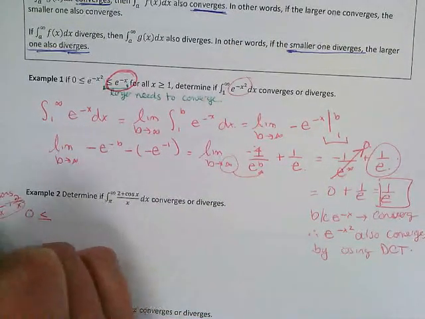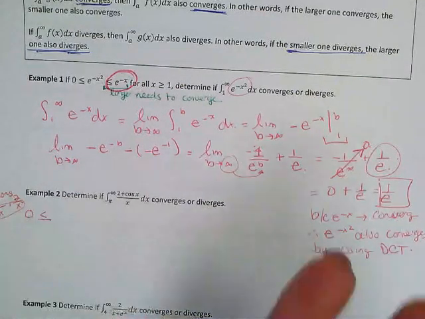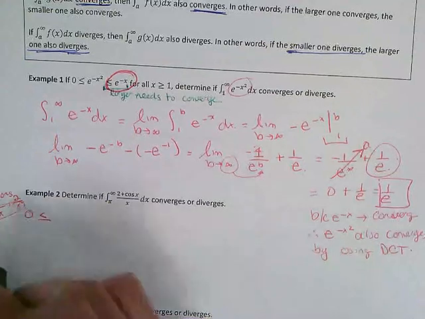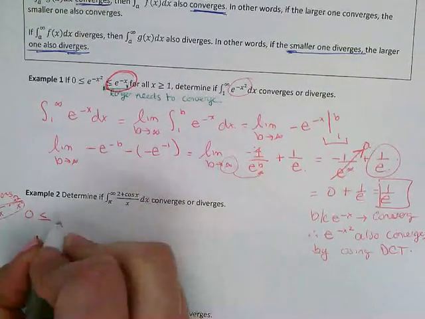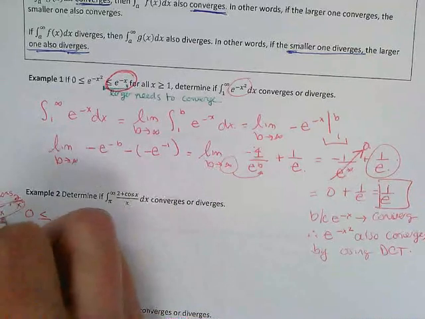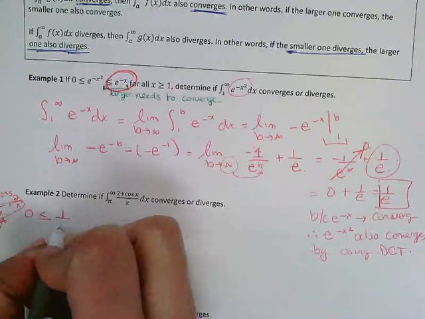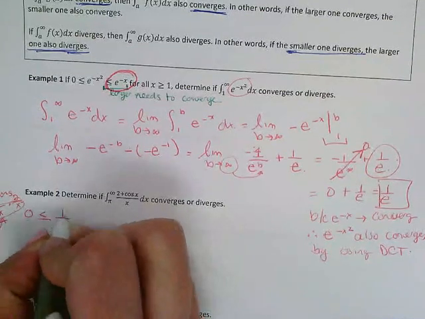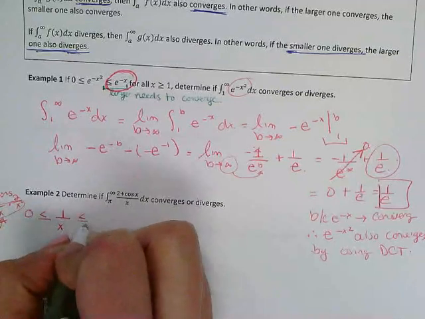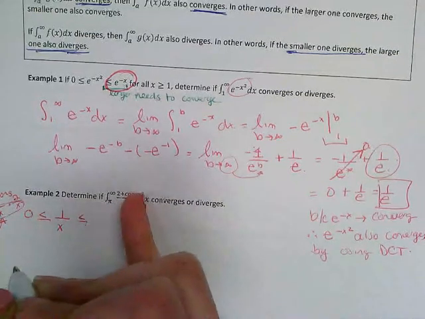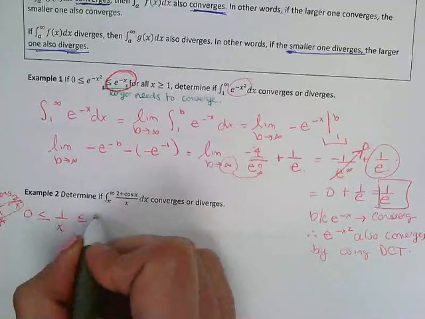You notice that the key is the denominator. The denominator tells us almost everything that we need to know. So just to be on the safe side, I'm going to pick the easiest one, because I know the integral of this is pretty easy. We're going to say that 1 over x is greater than or equal to 0. And then this one, is it bigger or smaller than 1 over x? It's obviously going to be bigger.